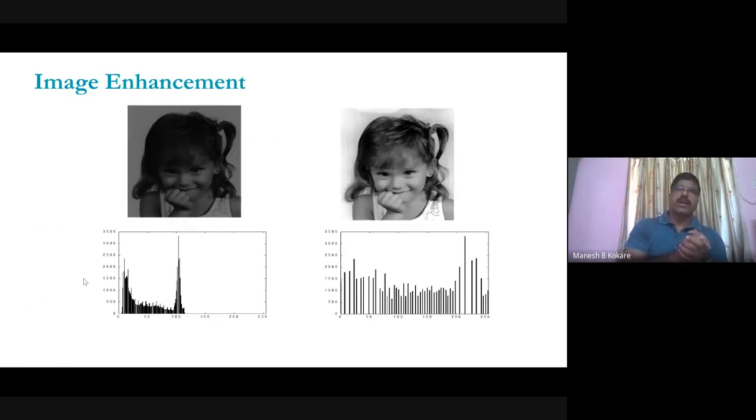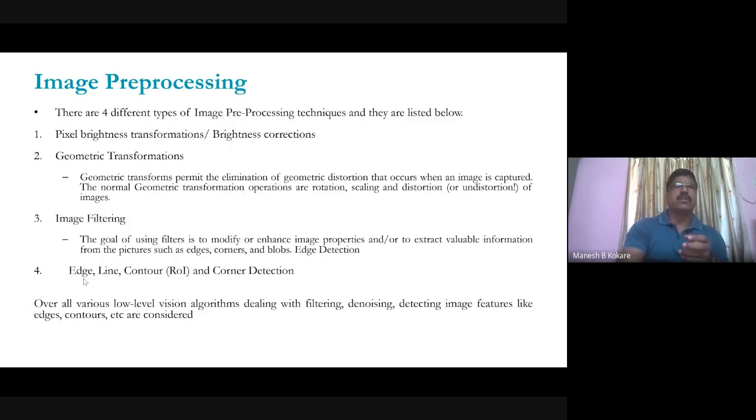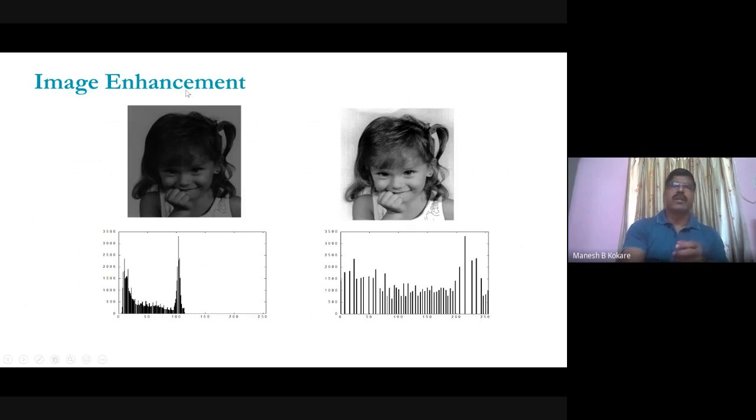So I told you that the first thing is pixel brightness transformation and brightness correction. Look at this image of this girl, which was taken in a dark room. Most of the pixels have intensity on the lower side. The maximum intensity is around 110, so most pixel intensities are up to 110 and so on. So the quality of this image is not very good.